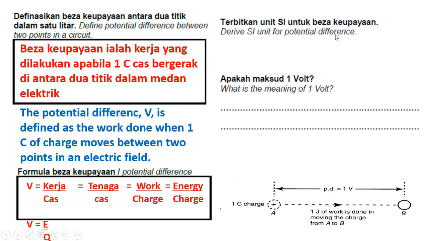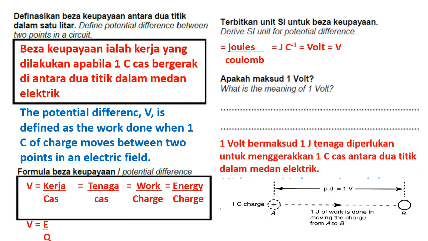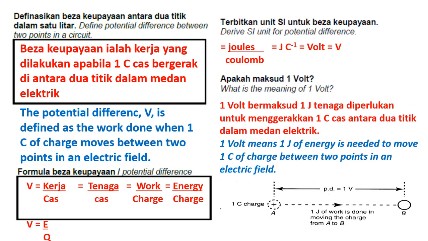Now, what is the unit for potential difference? From the formula, energy is in joules and the unit for charge is coulomb, so we have joule per coulomb, which is equivalent to volt, and the symbol is capital V. So what does 1 volt mean? 1 volt means 1 joule of energy is needed to move 1 coulomb of charge between 2 points in an electric field.